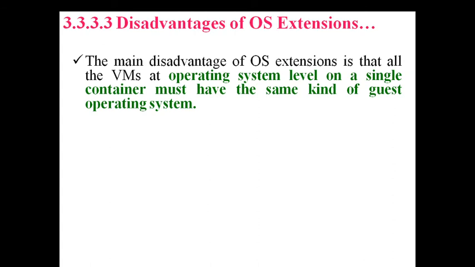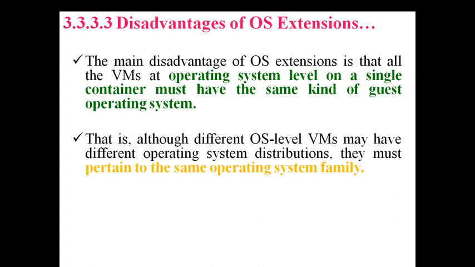But if there is any problem like this, means if you are not able to convert because of many OSs by using VMs, automatically the time is going to be killing because of converting. It will do the operation, but it will kill the time in converting. So that is all the different OS level VMs may have different operating system distributions.